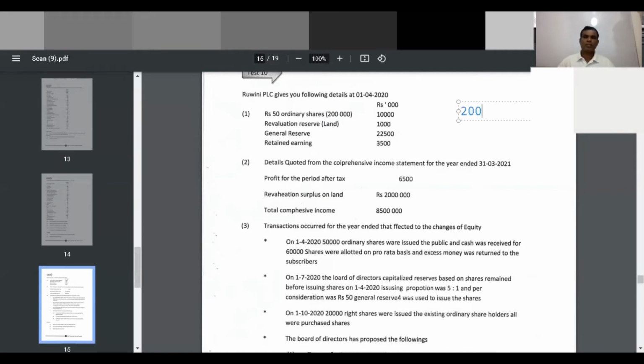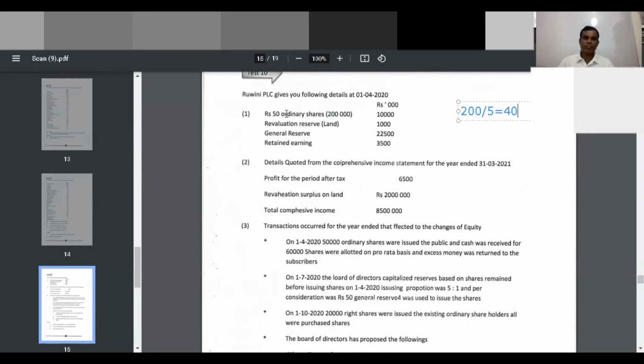Number of shares 200,000. I'm going to omit three zeros here. Total number of shares, that is 200,000. And then you see the capitalization of reserves is 5:1, so it should be divided by 5. Then you see the number of shares issued, that is 40.